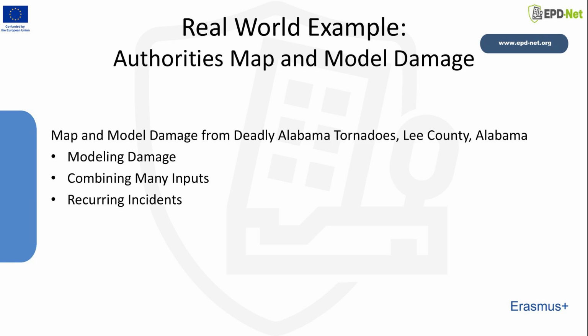GIS allowed responders to immediately map the tornado paths, visualize the affected areas, and model which homes, families, and critical facilities were impacted. Instead of relying on scattered reports, they had a structured, geographic view of destruction. Combining many inputs. One of the most powerful aspects of this response was the ability to merge multiple data sources into a single operational picture.